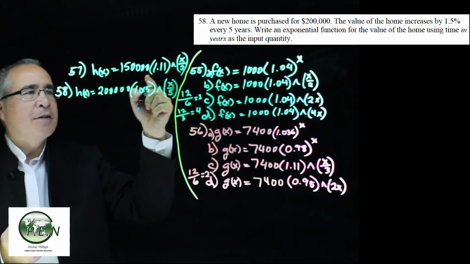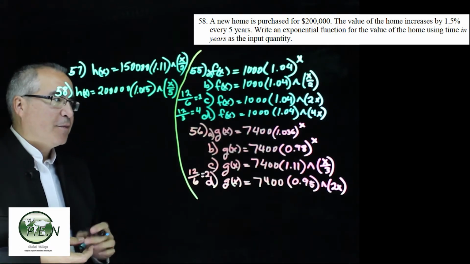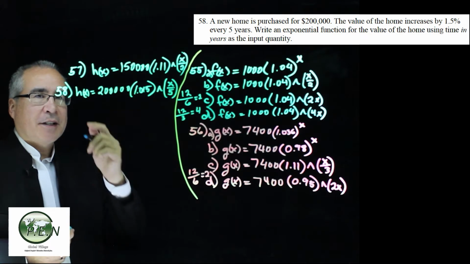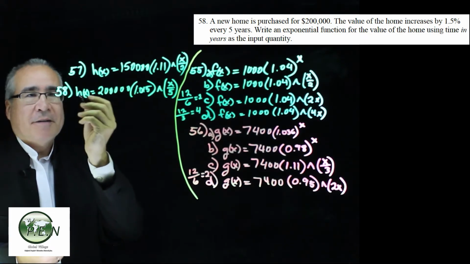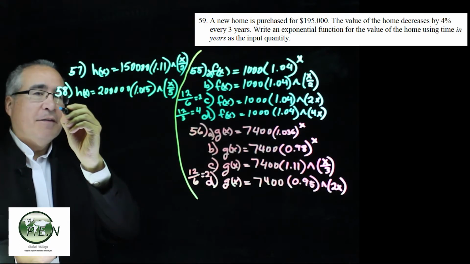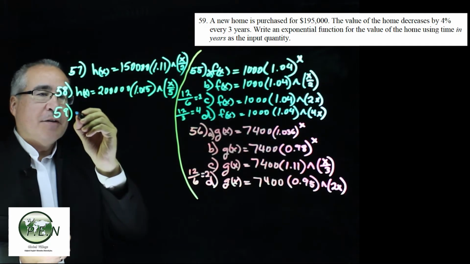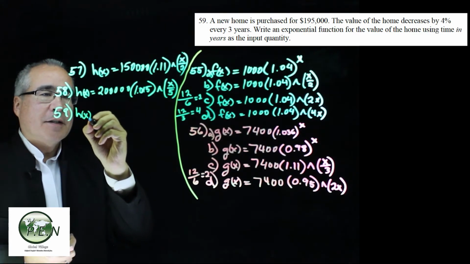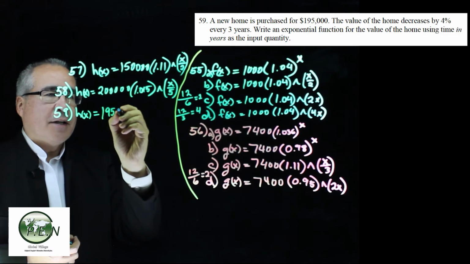It takes 5 years to get this meager growth. 1.5% is not very exciting. But again, it's better than a loss. Okay, always look for the bright side. 59. We're getting up to the end here. Got another home that we're going to purchase. This time we bought it for 195,000.